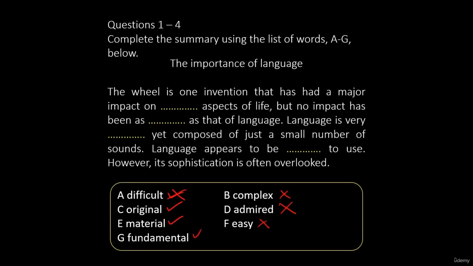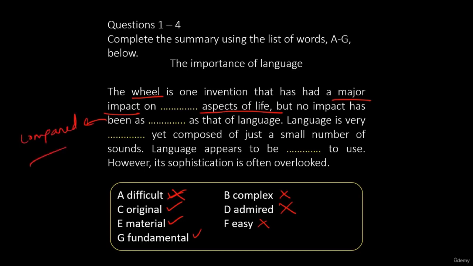So, see, predicting will help you to look for the answer, not just from options, something which is a major impact and an aspect of life. Right, so you will look for the answer which is about the major impact and the aspect of life connected to the wheel. Second one: but no impact has been as blank as that of language. That means when you see 'as blank as that of language', there is a comparison being done. So something is being compared.